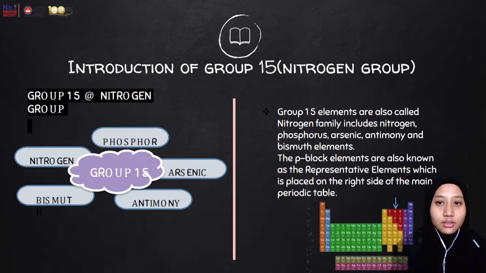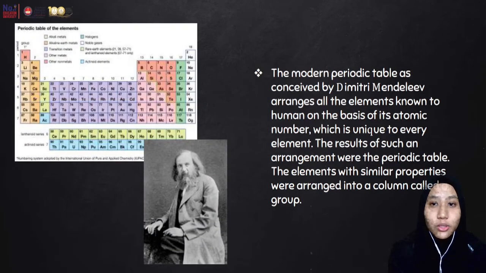Group 15 elements are also called the nitrogen family, and include nitrogen, phosphorus, arsenic, antimony, and bismuth. The p block elements are also known as the representative elements, which are placed on the right side of the main periodic table. The modern periodic table, as conceived by Dmitri Mendeleev, arranged all the elements known to humans on the basis of atomic number, which is unique to every element.